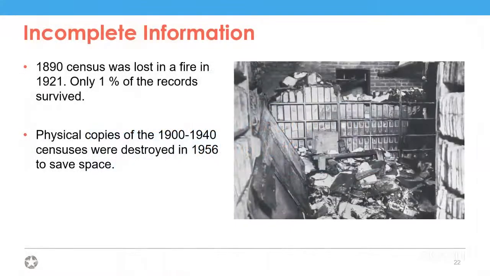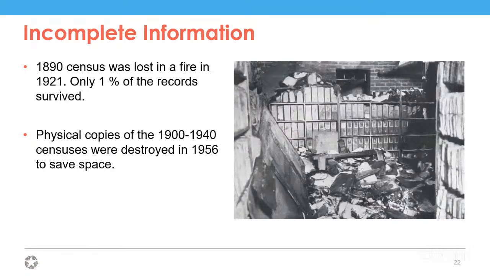So our first bit of looking at incomplete information, as I mentioned, the 1890 census was lost in a fire in 1921. This was due largely in part to how the census records were being stored before the National Archives were established. They were basically kept in a basement. Most of the records were in what was considered a quote unquote fireproof room, but unfortunately, the 1890 census, which was kind of one of the more recent ones, was on the outside of the room.